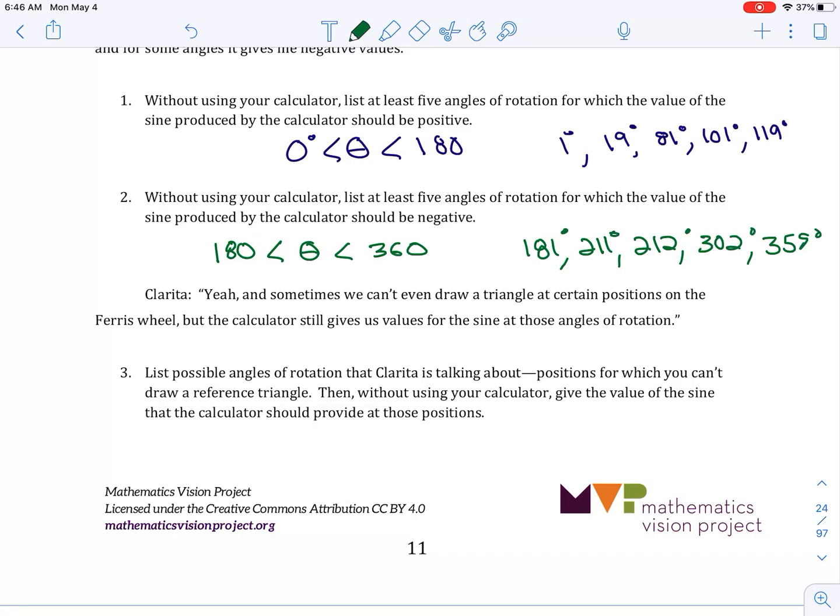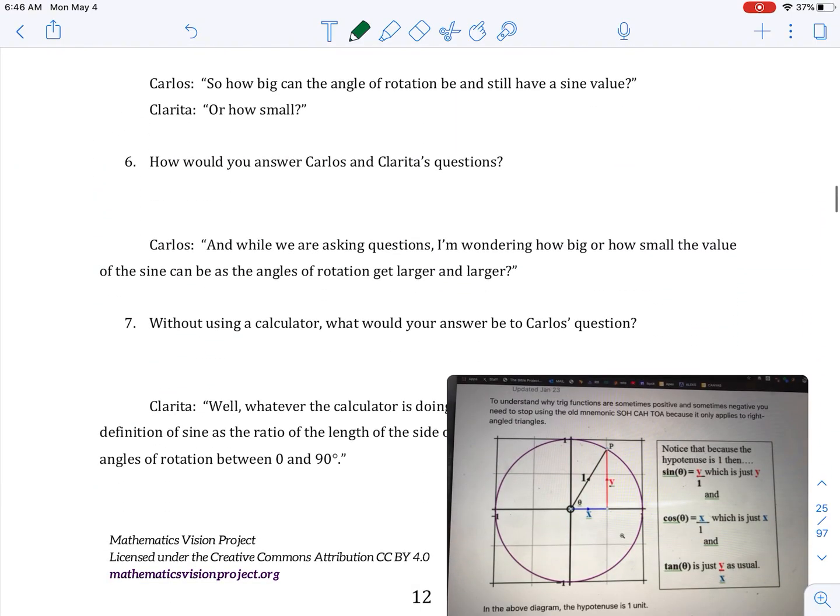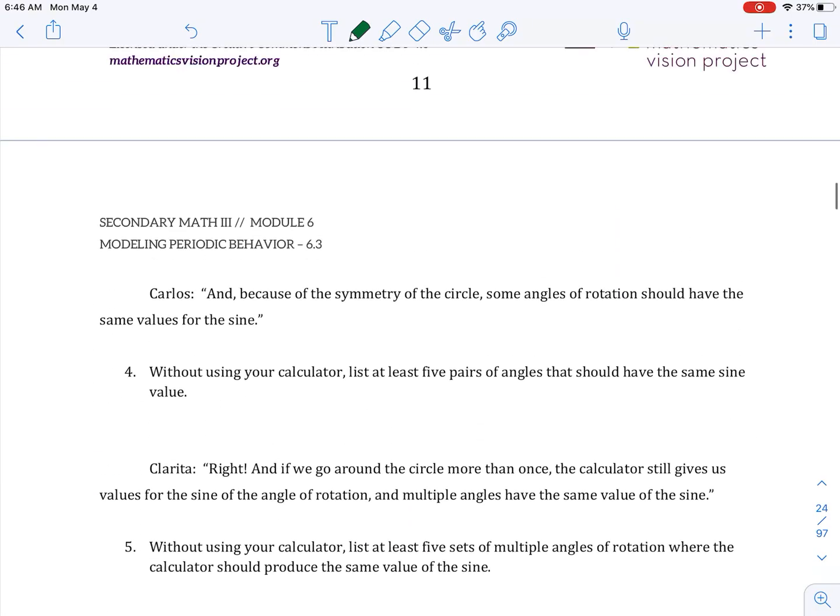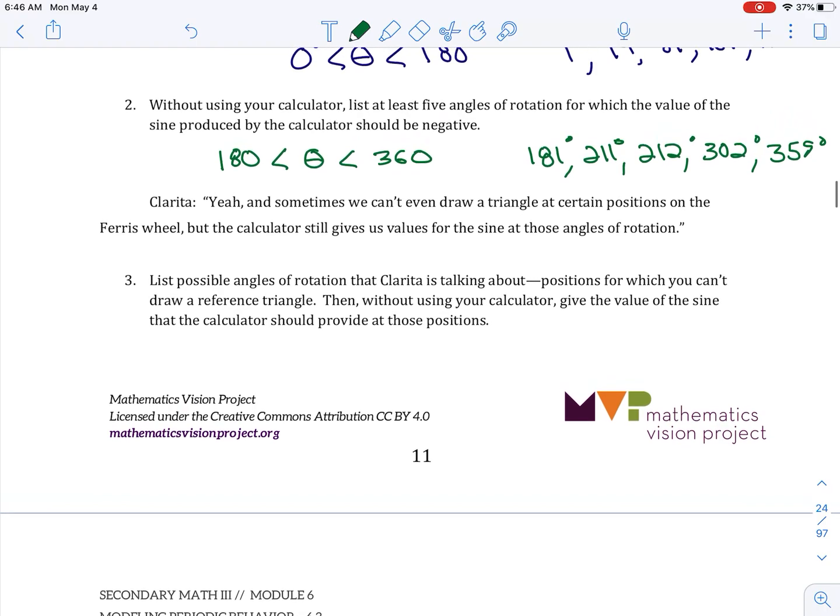Okay. Yeah, says Clarita. Sometimes we can even draw a triangle at certain positions on the Ferris wheel, but the calculator still gives us values for sine at those angles of rotation. List possible angles of rotation that Clarita is talking about. These are positions for which you can't draw a reference triangle. And then, without using your calculator, give the value of the sine that the calculator should provide at these positions.